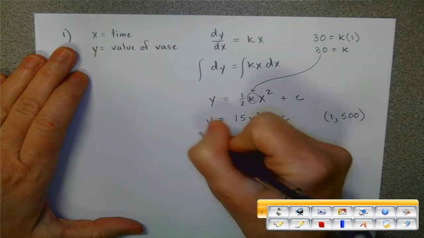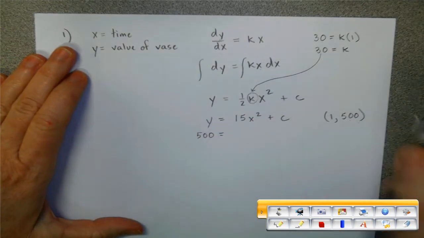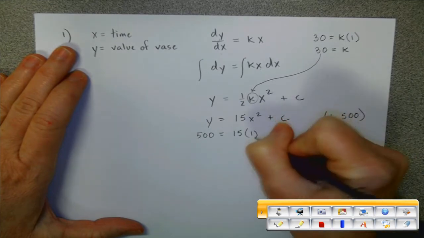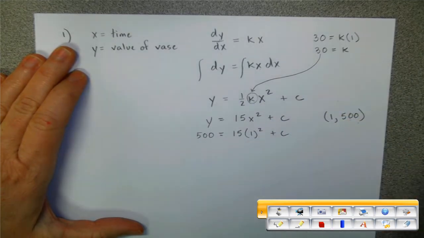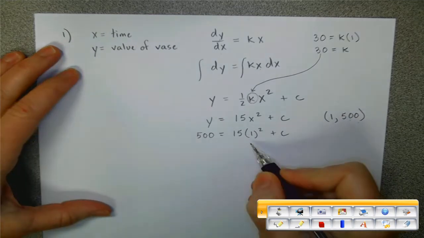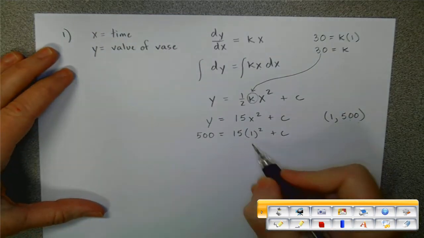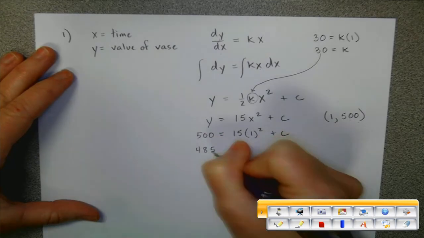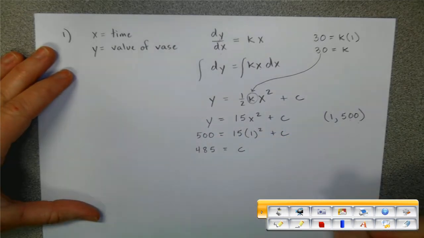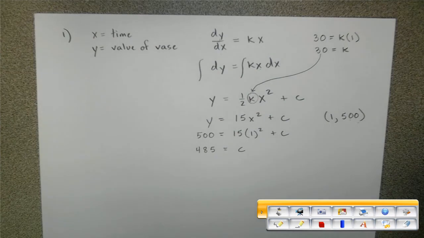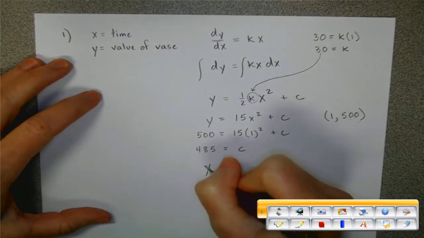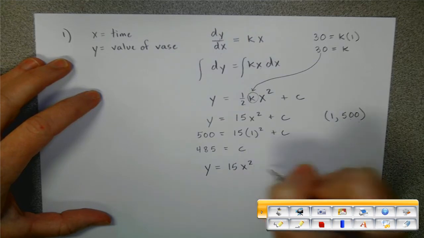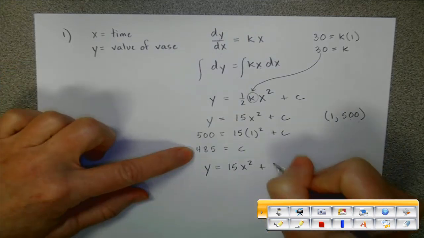So I'm going to have 500 is equal to 15 times 1 squared plus c. So, okay, 1 squared, of course, is just 1. 1 times 15 is 15. I'm going to minus 15 from both sides, so I get 485 is equal to my constant of integration. Now I can write my whole equation. So my whole equation is y is equal to 15x squared plus 485.